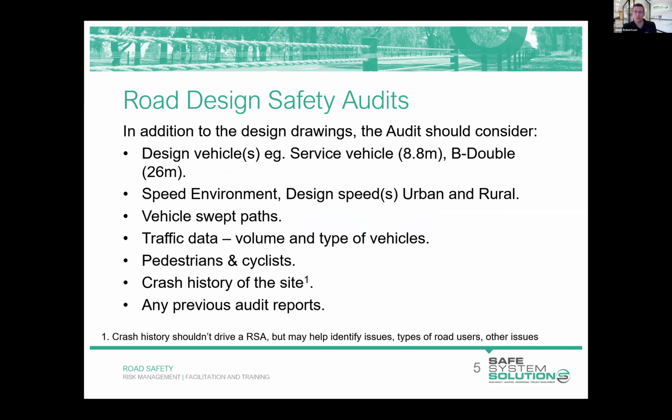So when you are doing an audit, and particularly at the detailed design end of the spectrum, you'll have lots of information to consider. As Ken mentioned, you might have a set of drawings that literally could be hundreds of pages long. In addition to those drawings, you might want some further information. You need to know what the design vehicles are that have been used in that design, and what the design speed is. Those two things particularly influence a lot of the geometric design of a road.